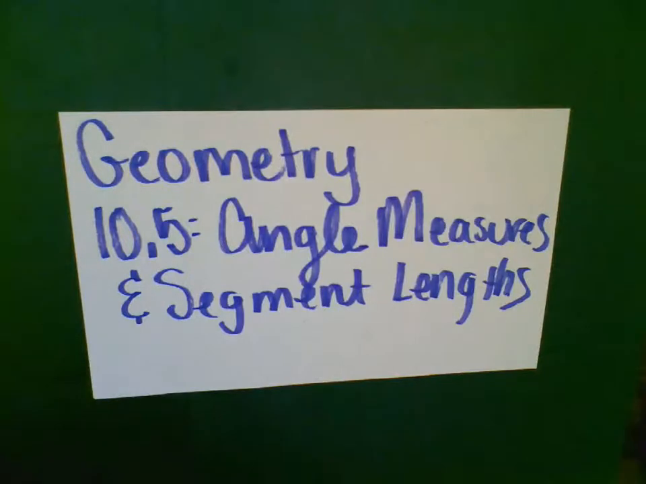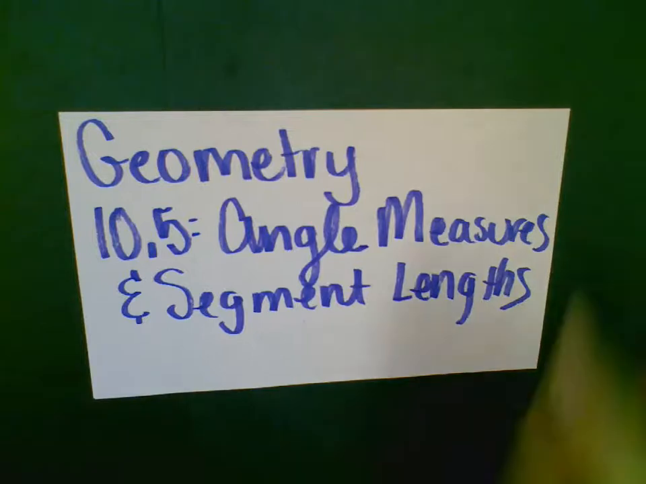Hi everyone. So in this lesson we're learning about angle measures and segment lengths formed by tangent lines and chords, and a new type of line that we're going to learn, a secant line. So let's take a look at our theorems and then we'll try some examples.